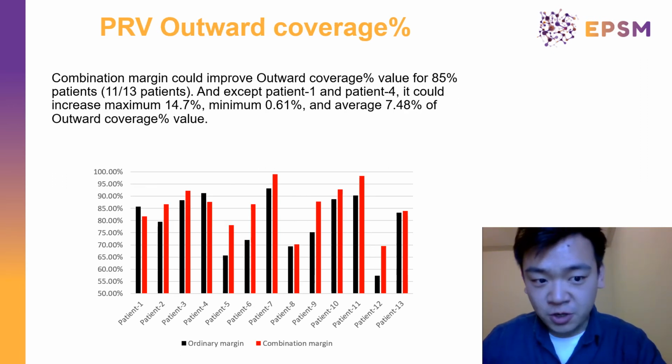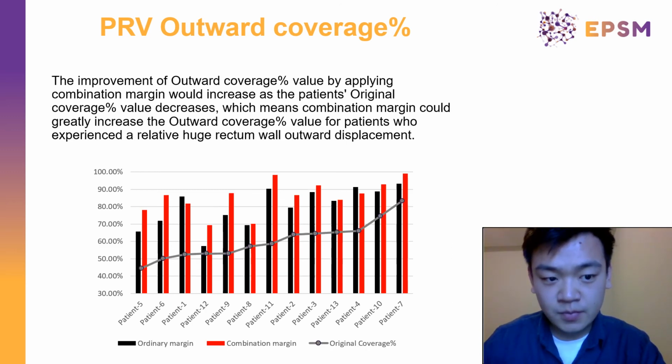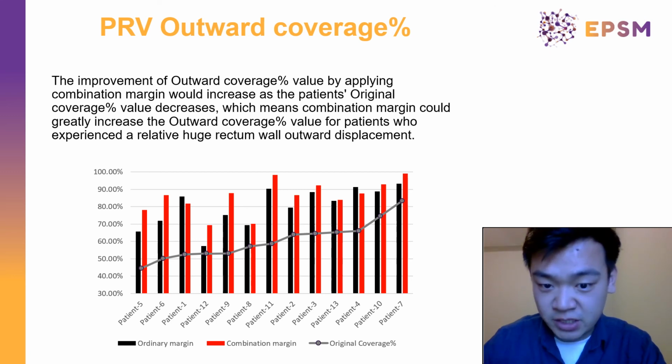On the aspect of outward coverage, the combination margin could improve the outward coverage value for 85% of patients, and except for patient 1 and patient 4, it could increase it by a maximum of 14%, a minimum of 0.6%, and an average of 7%. If we rank all the patients according to the value of the original coverage, it shows that the improvement of outward coverage value by applying the combination margin increases as the patient's original coverage value decreases, which means the combination margin could greatly increase the outward coverage value for patients who experienced a relatively huge rectum wall displacement.